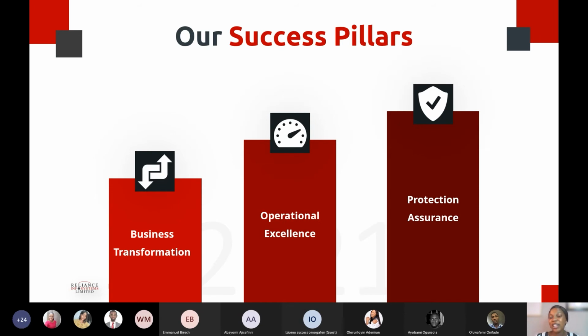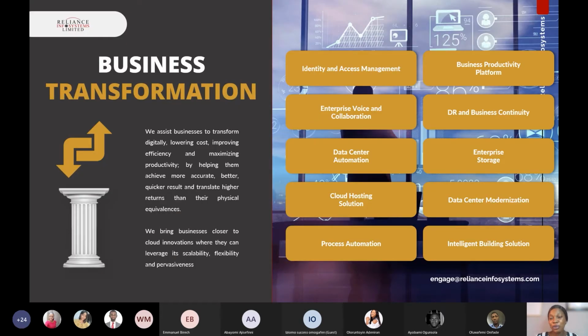And as an organization, we provide solutions and services around 3 major success pillars, which I'd like to discuss very briefly, starting out with the business transformation pillar. Our focus here is to help you transform your organization digitally by helping you to lower costs, maximize productivity, as well as efficiency. The solutions we provide here include identity and access management, process automation.